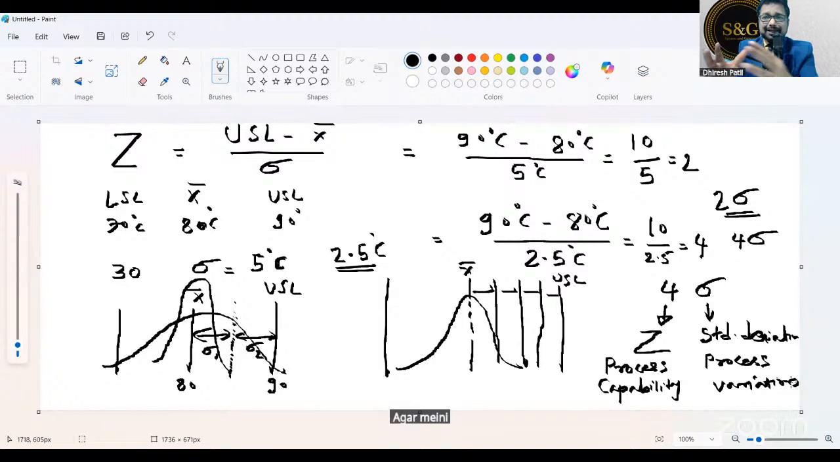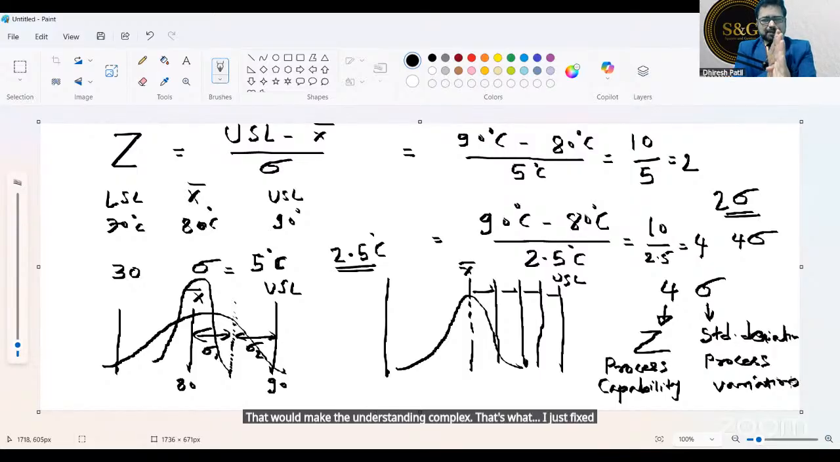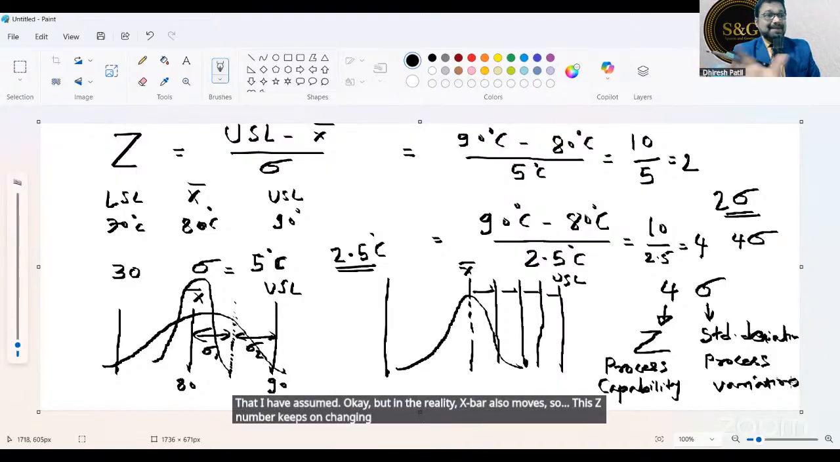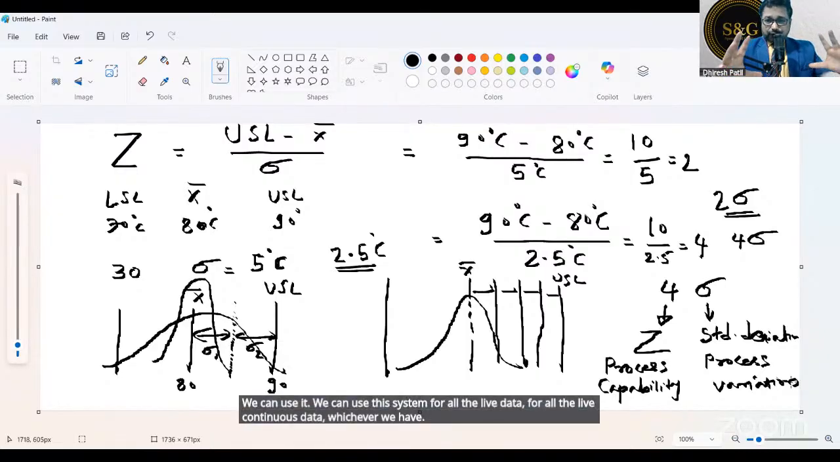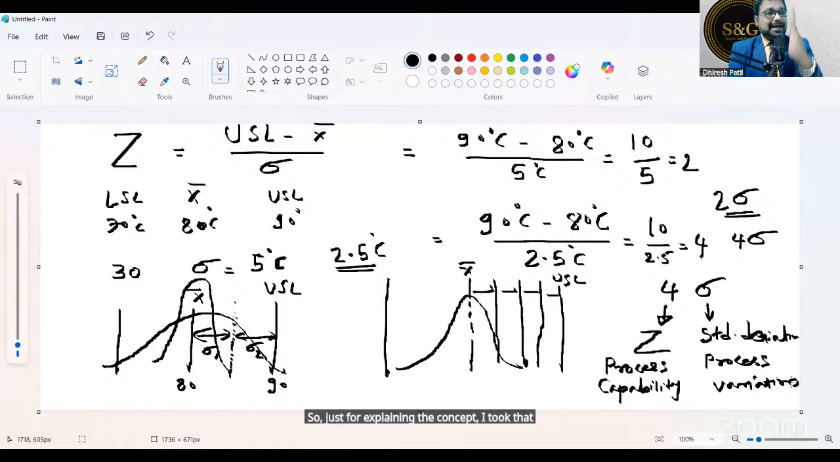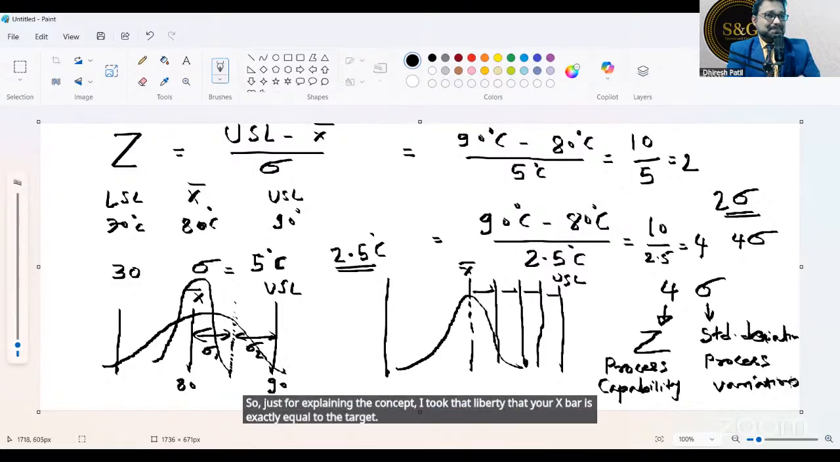If I started moving the X bar too, that would make the understanding complex. That's why I just fix X bar. I'm explaining that X bar will be exactly at the center, at the target. This was my assumption. But in reality, X bar also moves. So this Z number keeps on changing from time to time. For a live conveyor process, yes, we can use it. We can use this system for all the live continuous data, whichever we have. So just for explaining the concept, I took that liberty that your X bar is exactly equal to the target. Okay, Pratik ji.